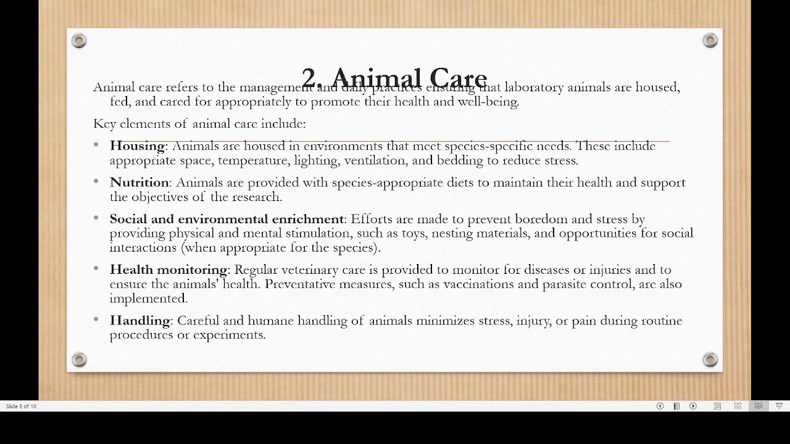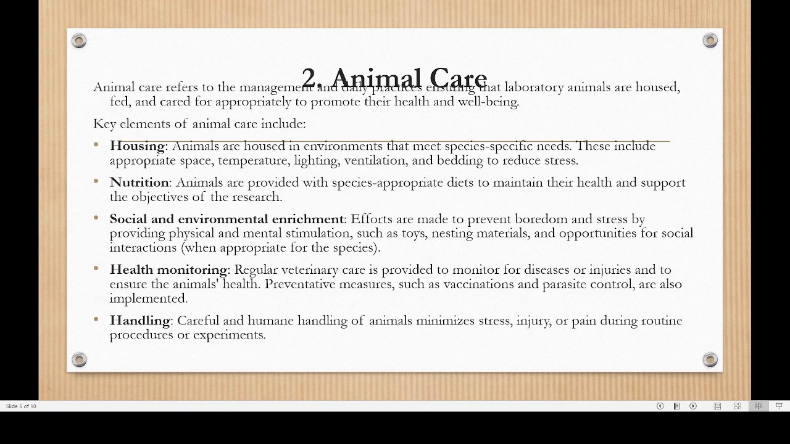When we are working on animals, it is our duty to take care of the physical and mental health of that particular animal. That aspect is very important nowadays. Earlier, there was no such concern; we could simply ignore it, and if somebody was there to feed, the animal got served. Nowadays, it is not like that. It is our responsibility. Key elements of animal care include housing, nutrition, social and environmental enrichment, health monitoring, and handling.